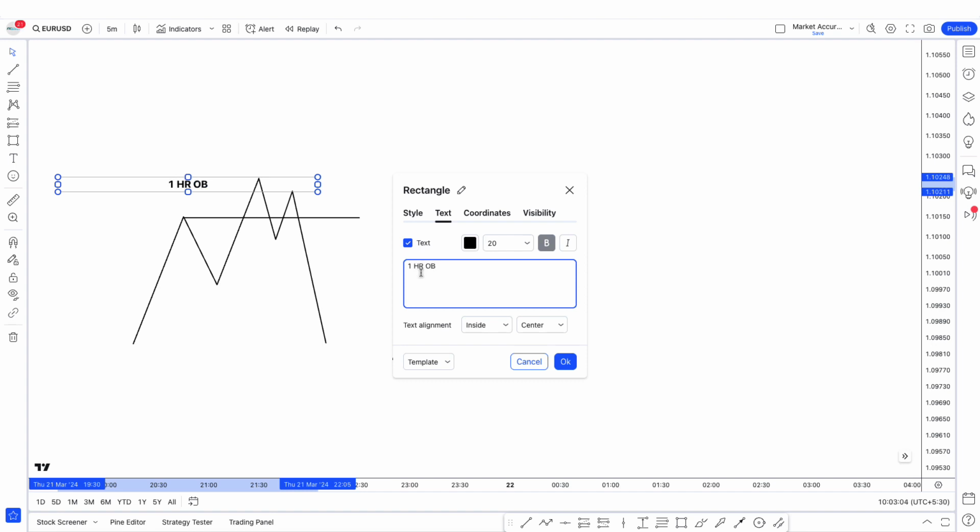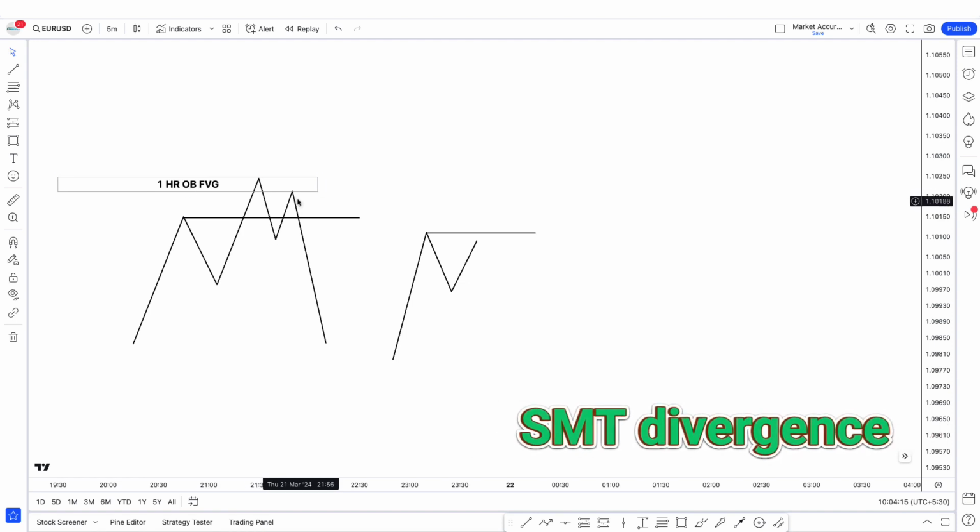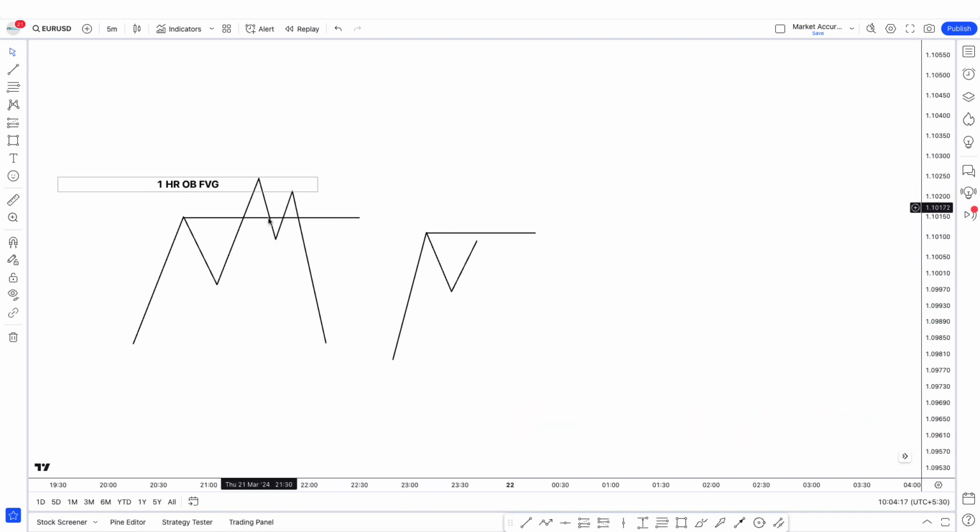So let's call it 1 hour OB with fair value gap. Now what happens is when you have an ABC formation, the C leg goes into the 1 hour order block, and you also have SMT divergence. So on your USD, price goes into the 1 hour order block and fair value gap, and the price fails to create a higher high on the DXY, thus creating a smart money divergence.